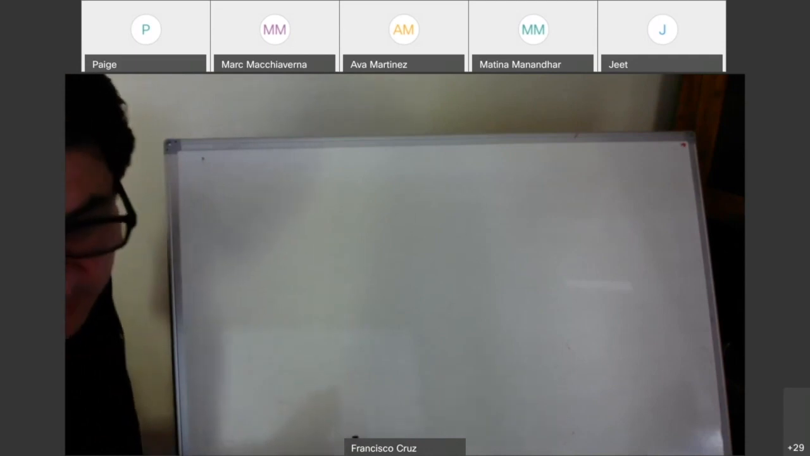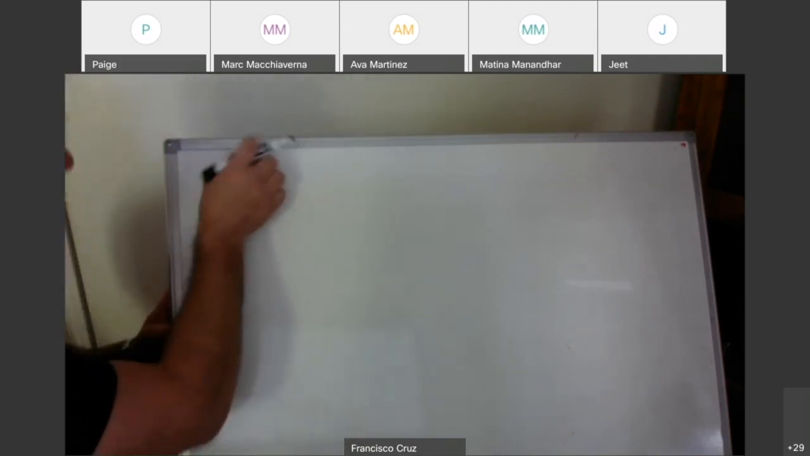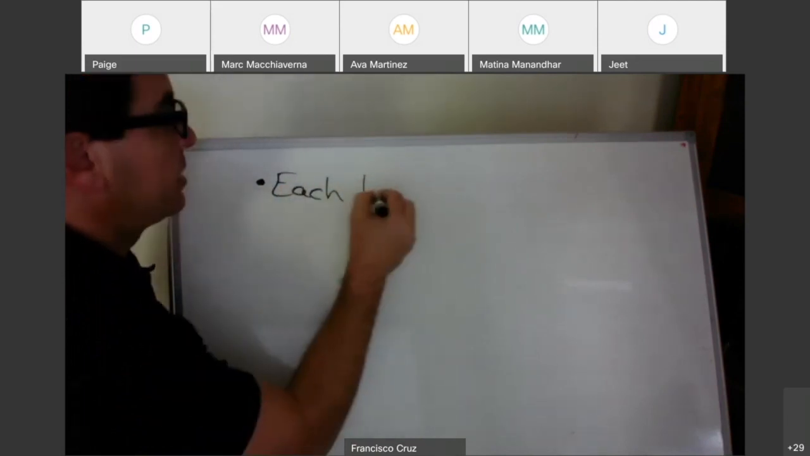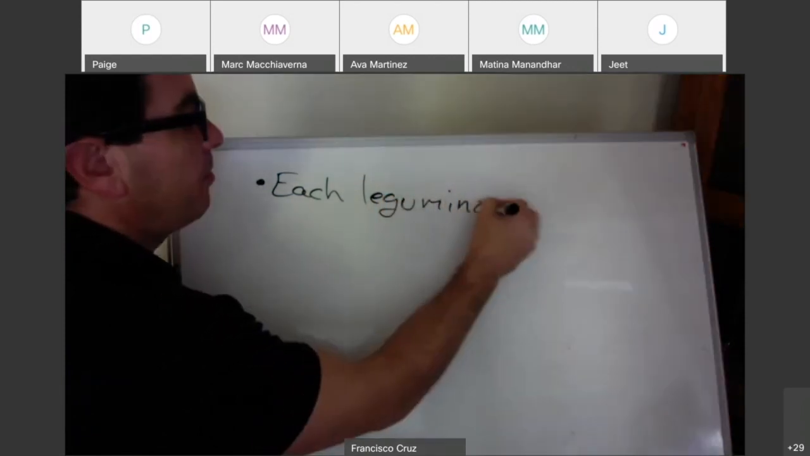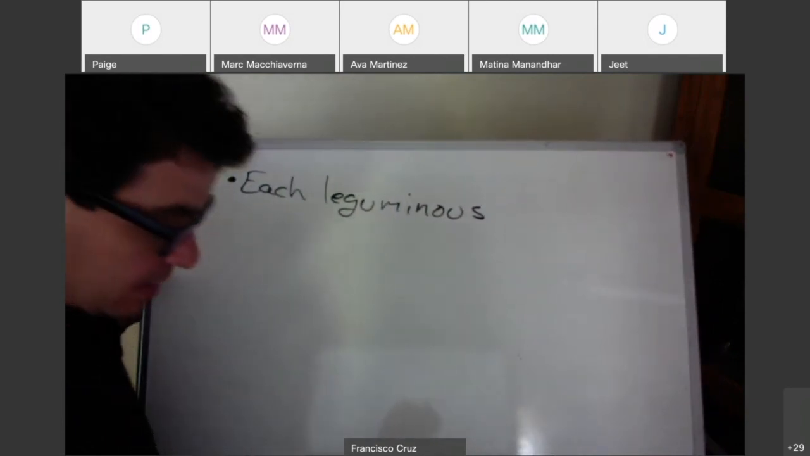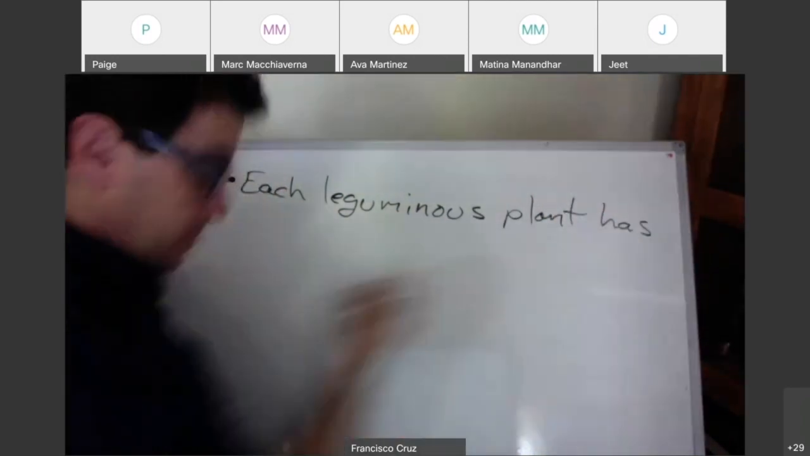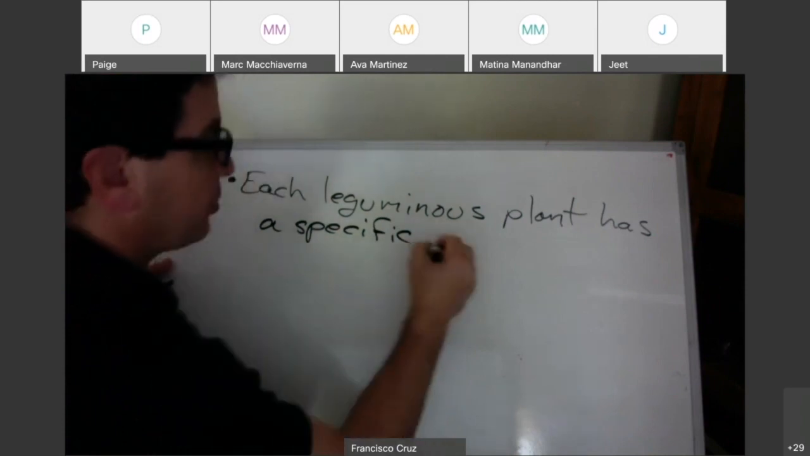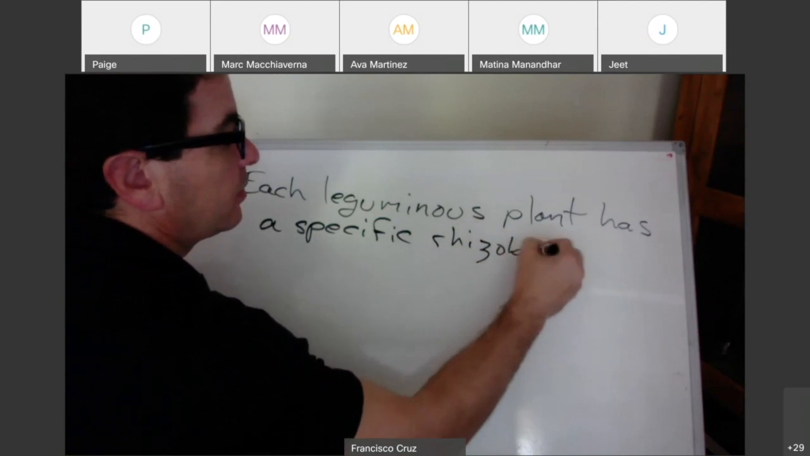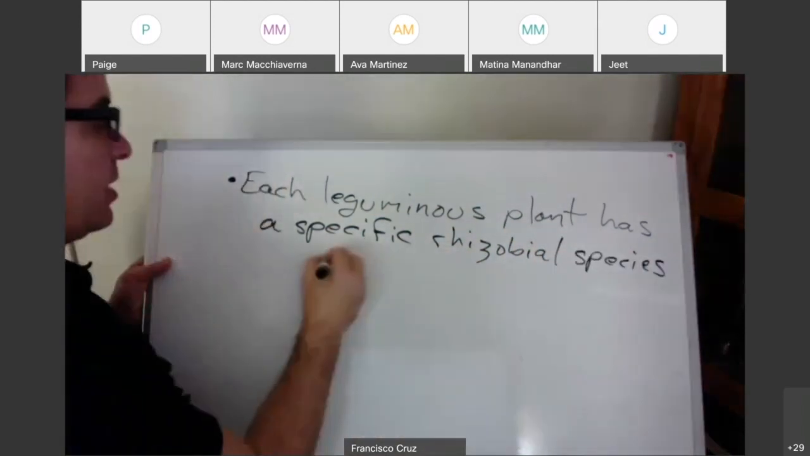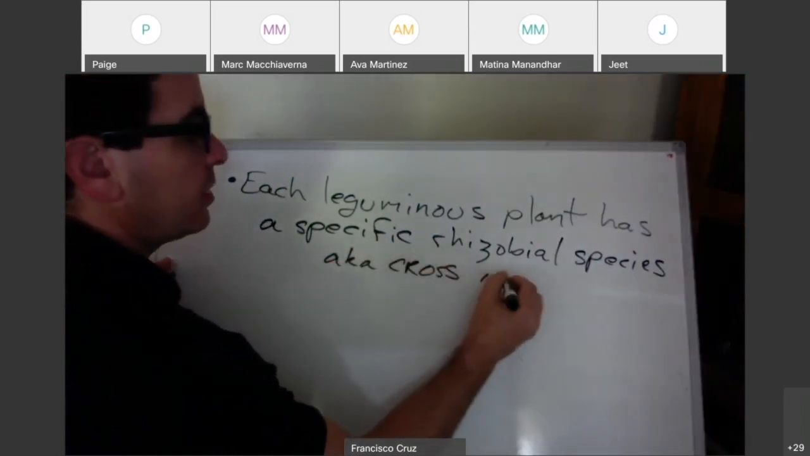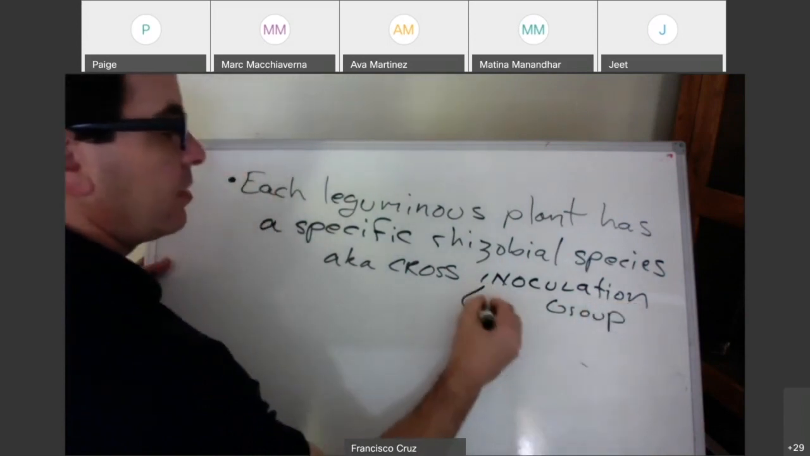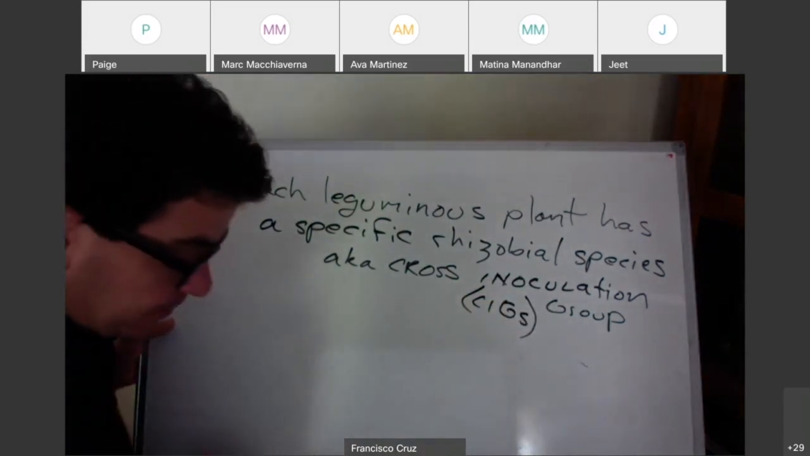So now I'm going to just write some of the notes, because the book goes on for quite a bit about some of this. So I'm going to just capture Dr. Cruz's favorite hits here. So each leguminous plant has a specific cross rhizobial species, also known as AKA cross inoculation group, as we say on the street, SIGs. Okay.